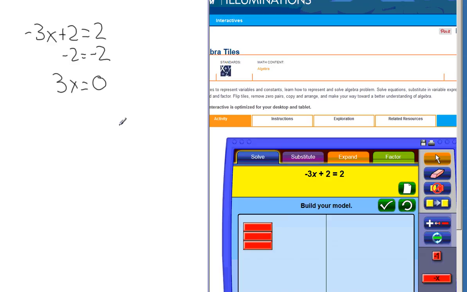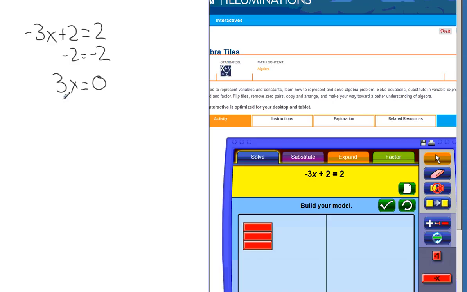What we're left with is 3x equals 0, which you can see both from the model where we have 3x is equal to nothing and from the equation part. So since we have nothing, you just give nothing to each of the x's and you can tell that x is going to be 0.